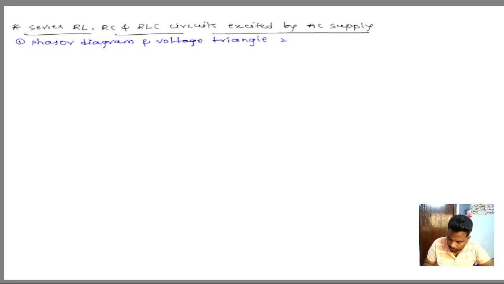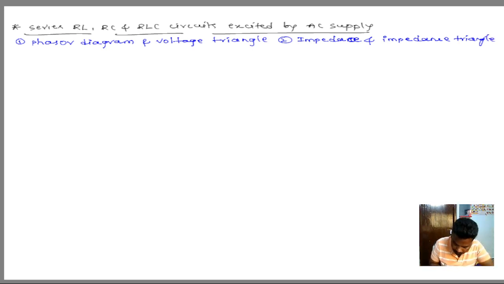And second, calculate impedance of the series circuit. Calculate impedance and draw the impedance triangle. This is the second step.